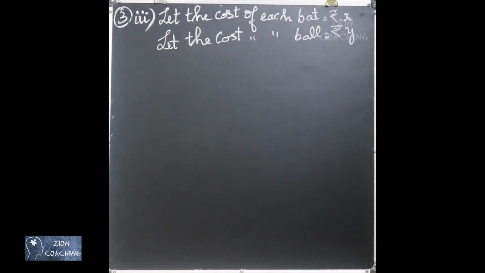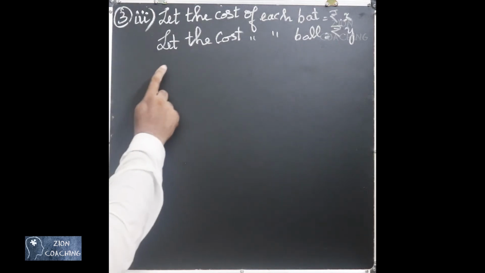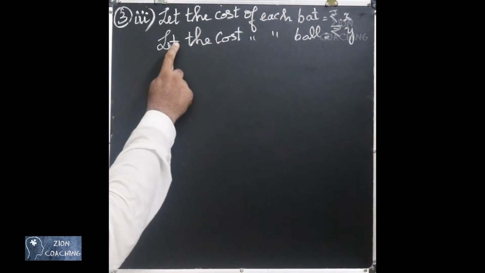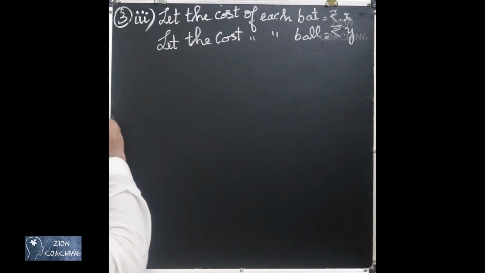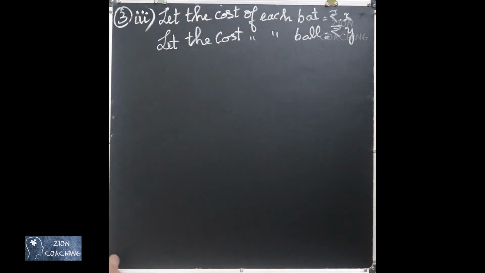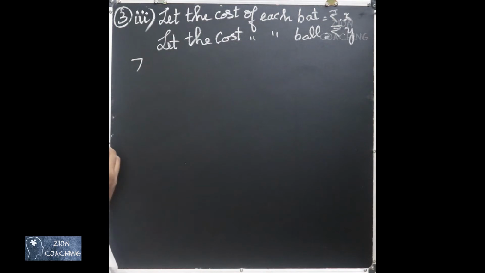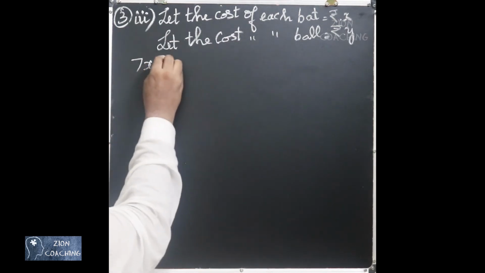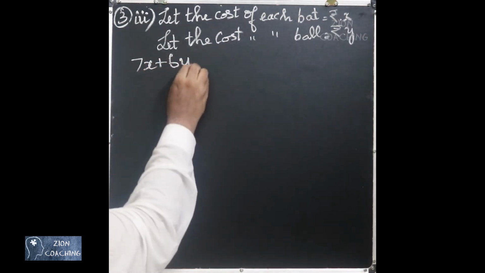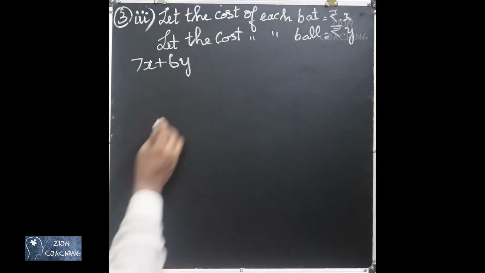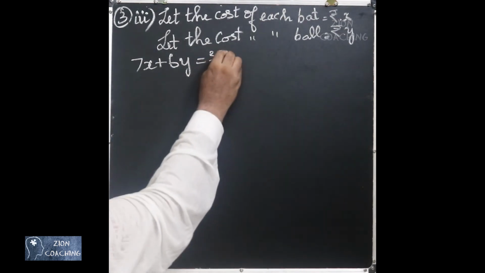First we will form the equation. First we will introduce what is x and what is y. Let us take the cost of each bat to be rupees x and the cost of each ball to be rupees y. Now, first time the coach buys 7 bats and 6 balls. So we are going to have 7x plus 6y equal to 3800.